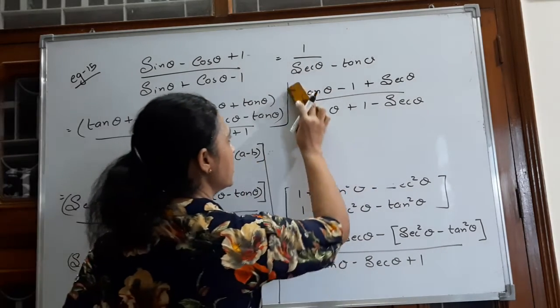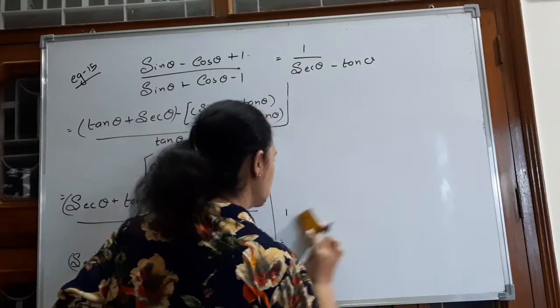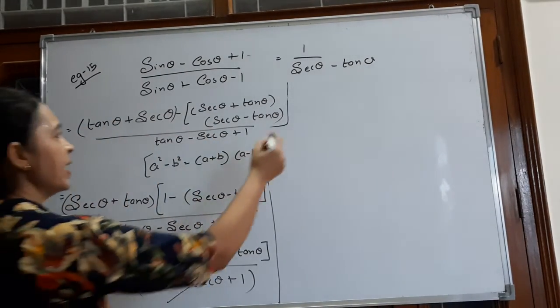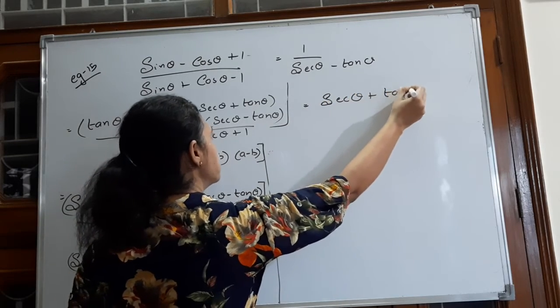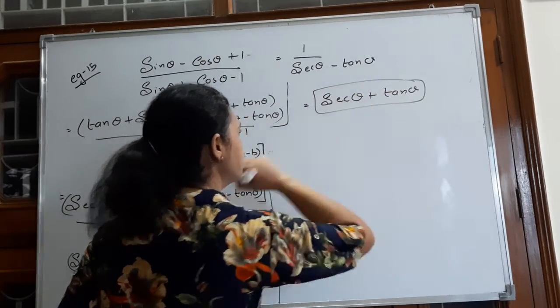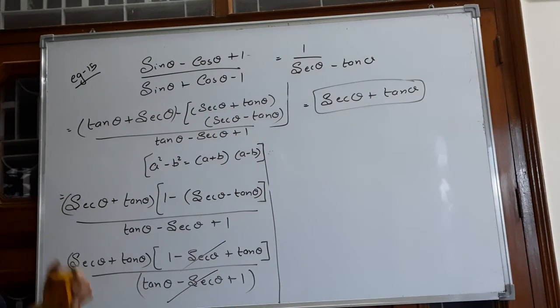I am rubbing from here. Now what is left with us? We have sec theta plus tan theta. Keep it aside. On solving the left hand side, we have got sec theta plus tan theta.